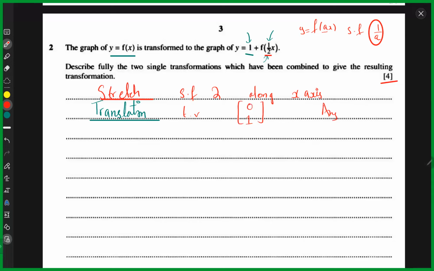So you would get 2 marks for this part and 2 marks for this part. Always remember, for stretch we have 3 things: the name of the transformation, the stretch factor and the direction, and for translation it's just the name of the transformation and your translation vector. Okay, so answering the examiner is also important. Yes. Now ask me if you have any questions, Ahmed, Munja and Rafe.